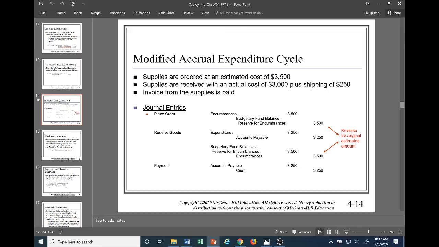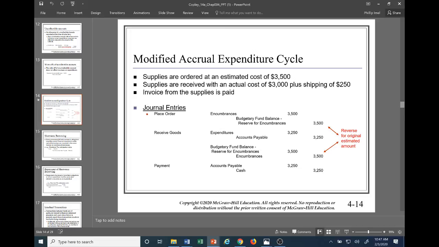So we encumbered $3,500 first, set up the reserve in the first entry when we placed the order. We received the goods. So if we jump down to the third entry there, let's go ahead and reverse that budgetary fund balance reserved for encumbrances. So we're going to debit that $3,500 here, and then credit the encumbrances, right? So now we've unencumbered the funds that we encumbered. So now we're back to square one.